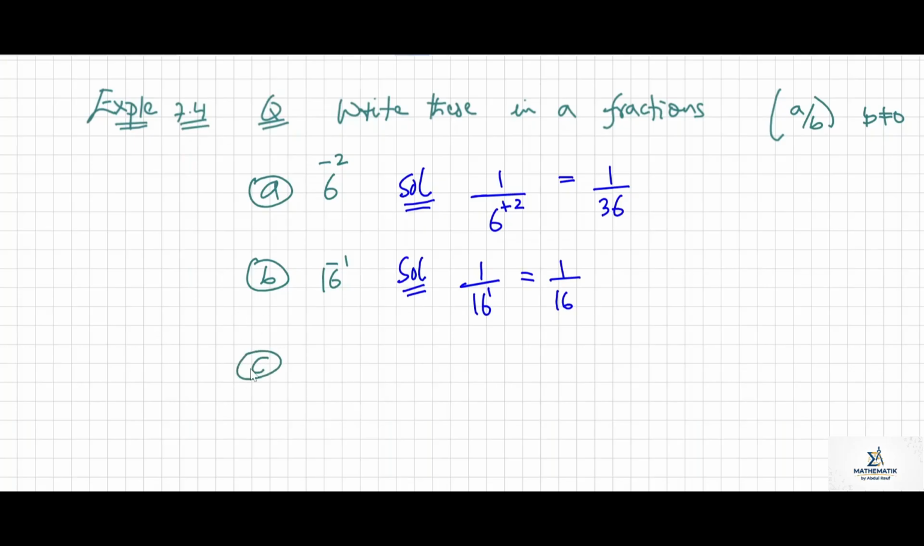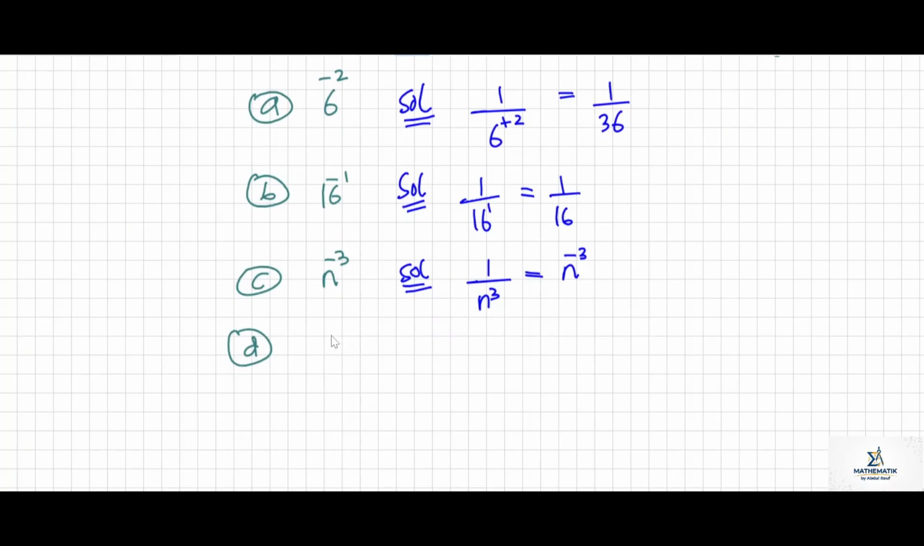We have part C. What does part C say? n raised to negative 3. So the solution for this is 1 divided by n raised to 3. So we have part D. So let's do part D.